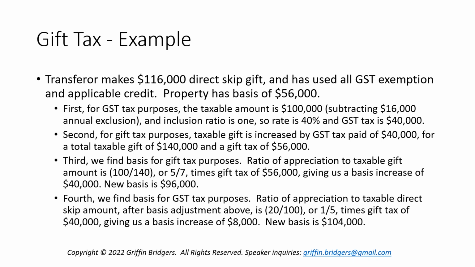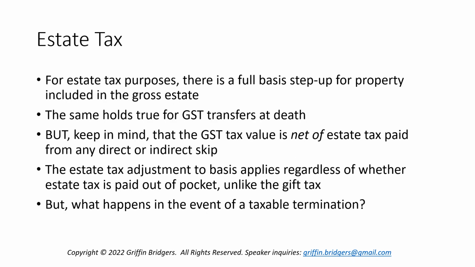GST tax paid out of pocket of 40,000. So what that's going to give us is 1/5 of 40,000, or 8,000, as our basis increase for the GST tax that was paid out of pocket. As a result, our new basis here will be 104,000. So lots of math, but it's something helpful to keep in mind. Now, I apologize for how long that example was, but thank you for sticking with me.